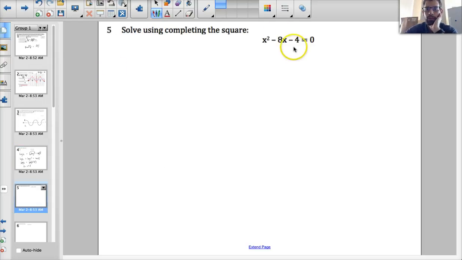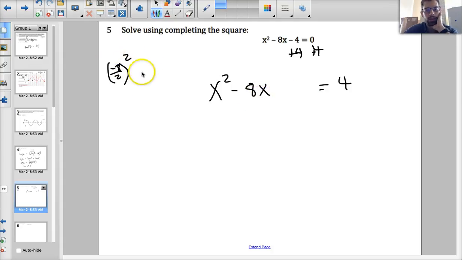Solve by completing the square, no problem. So the first thing I do is I add 4 to both sides, and I get x squared minus 8x equals 4. Divide this by 2 and square it, negative 8 divided by 2 squared. So negative 8 divided by 2 is negative 4, squared is 16. So I'm adding 16 to both sides.